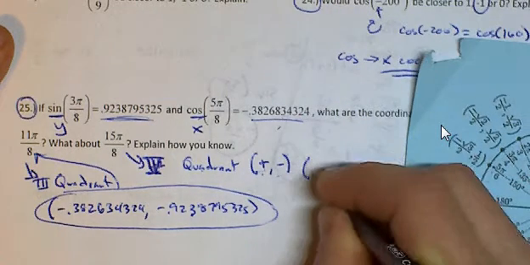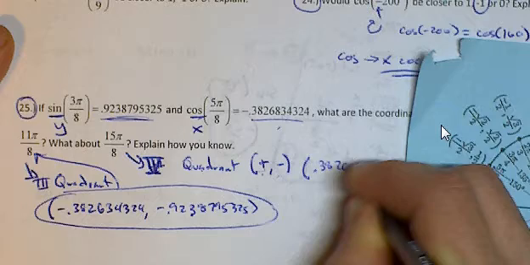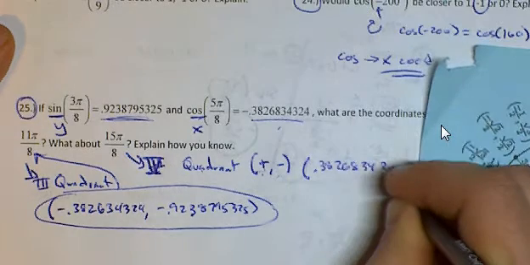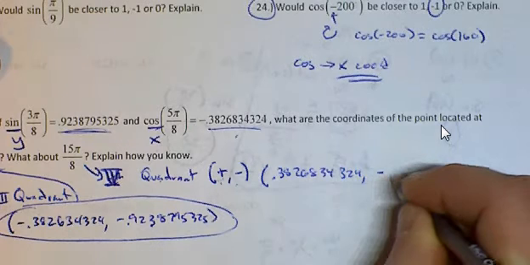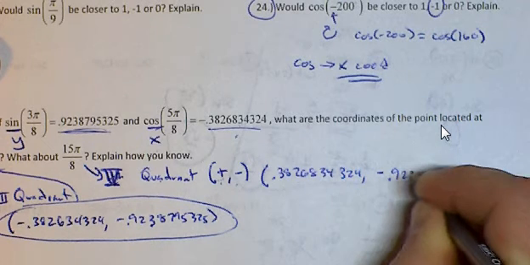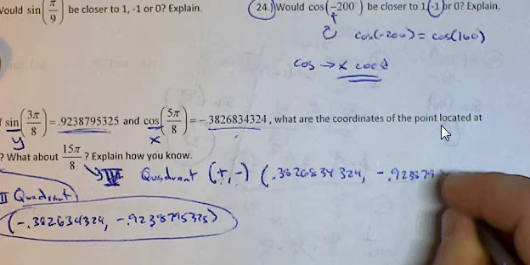So the ordered pair would be positive 0.3826834324, and then negative 0.9238795325.